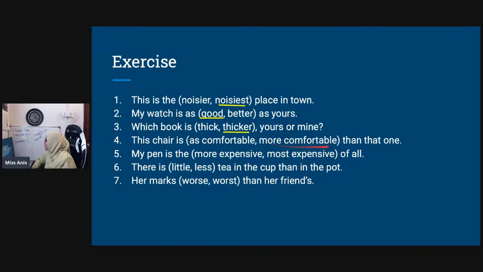So it's actually comparing. Dia tengah compare satu kerusi dengan lagi satu, tapi sebabkan perkataan than ni, so it's actually more comfortable. Okay, alright, so here more comfortable. Alright, yang nombor 5. Okay, sorry, Miss cepat sikit.